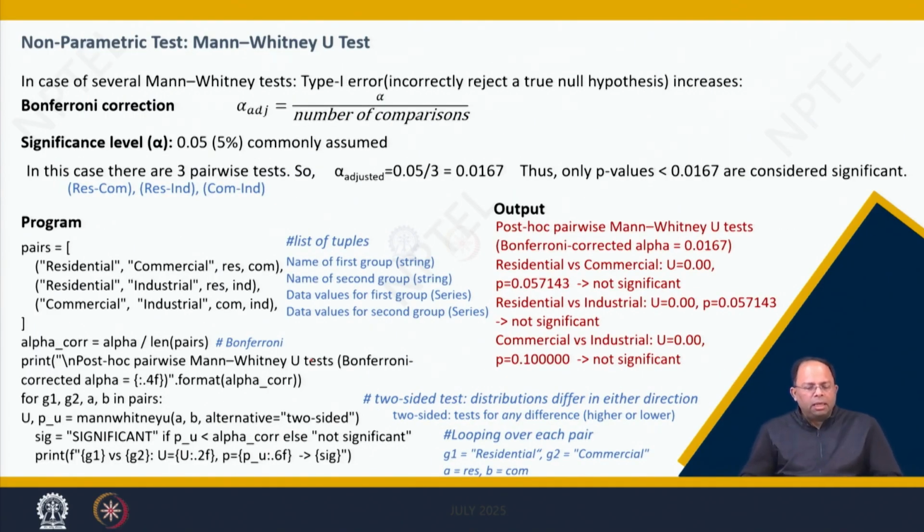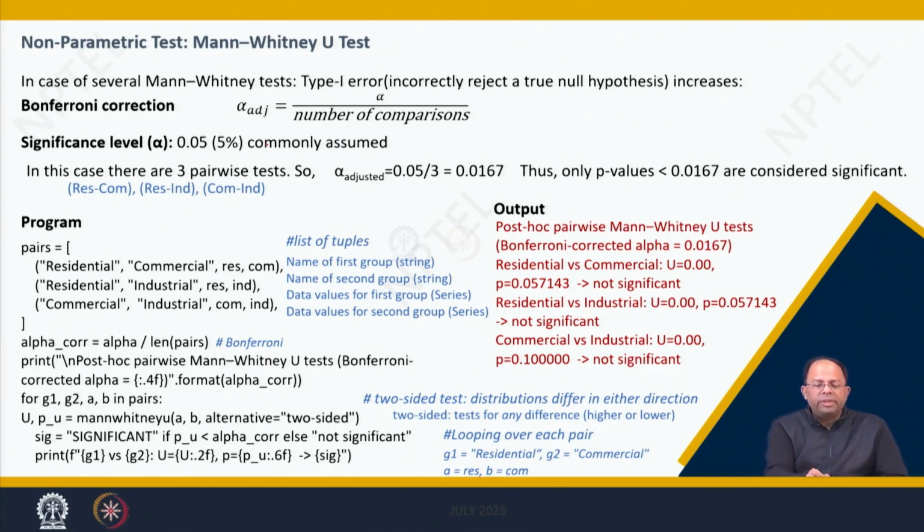So over here, what we are actually doing is implementing this Mann-Whitney U-test. Before we do that, you have to know one thing. Because if we are trying to do many Mann-Whitney tests together, there may be type 1 error, that is, we are incorrectly rejecting a true null hypothesis, and the chance of that increases. So we do a correction, which is known as Bonferroni correction.